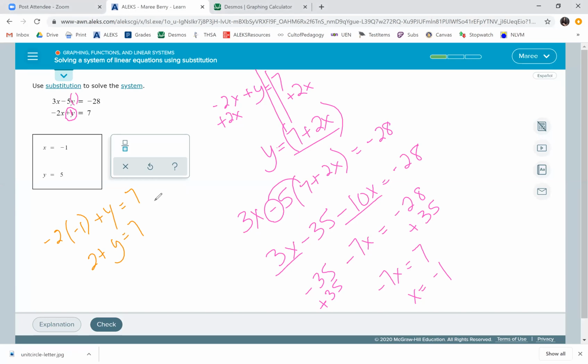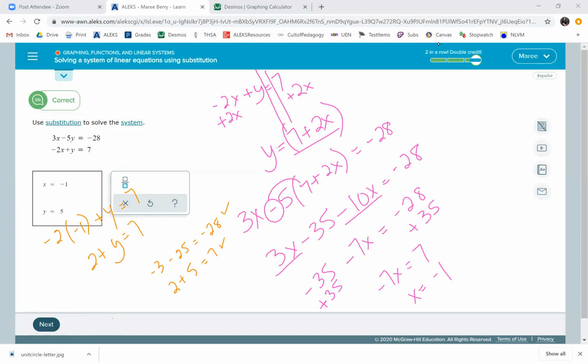Now I could check it to see. That's probably a smart thing to do. So let's plug in those two numbers here. So we have 3 times negative 1 is negative 3, minus 5 times 5 is 25. That equals negative 28. Okay, that works. For the second equation, we have negative 2 times negative 1 is 2 plus y, which is 5, equals 7. So that one works. Okay, so that's correct. My answer is correct. And that's the end of the lesson.